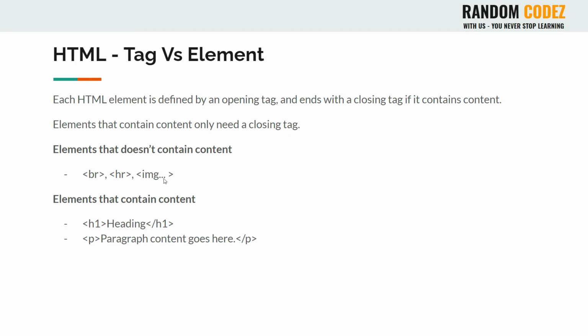Here are some examples that don't contain content: BR, HR, and image tag. And here are some examples that contain content. The first one is a heading tag and then the paragraph tag. Now let's look at the nested elements.